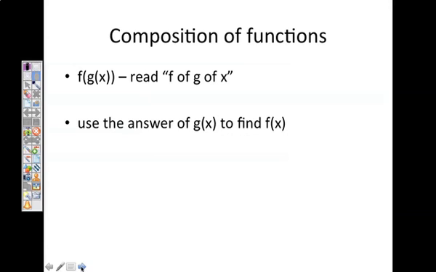So you might see a composition written like this. We've had g of x before, and we'd have f of x. When they're overlapped like this in a composition, we read this f of g of x. Basically all it means is find g of x first, so it's kind of like using order of operations. Do the inside one first and use that answer to find f of x.